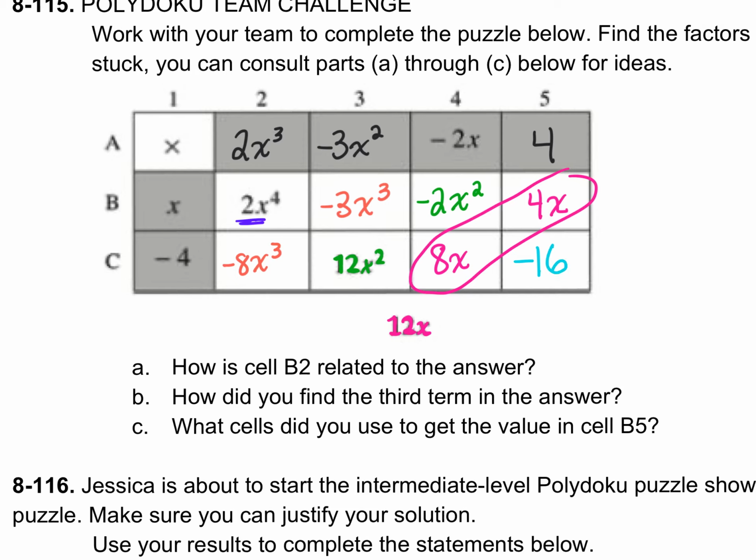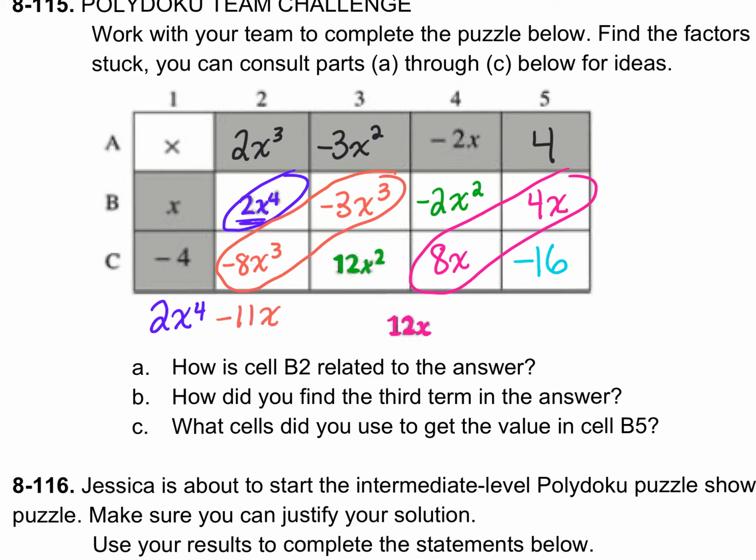Now it's just a matter of adding them all together to write your final product. So we talked about how everything happens on the diagonal. Well, this corner doesn't have a diagonal to work with, so we start out with 2x to the fourth. But then this has a diagonal. Those two are like terms, so we add them together.